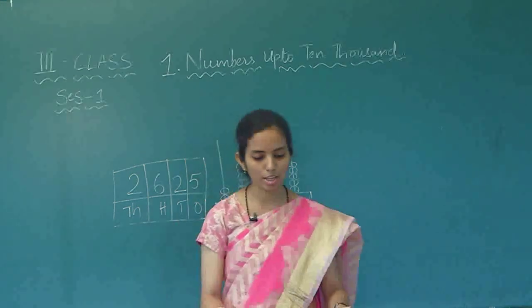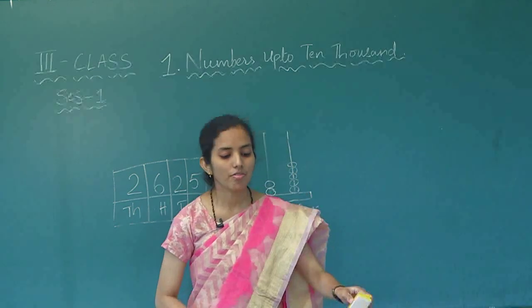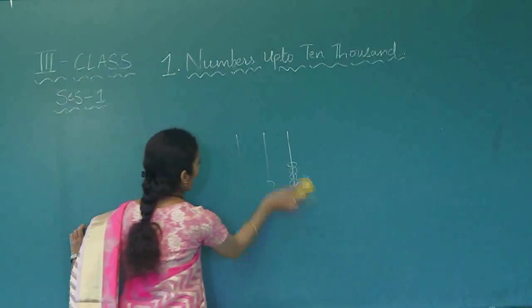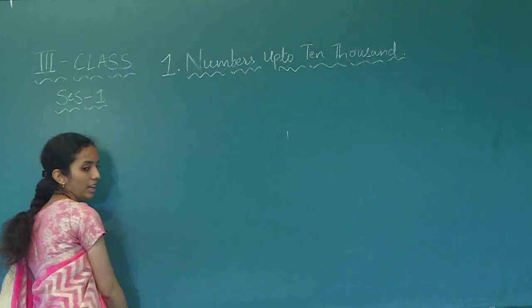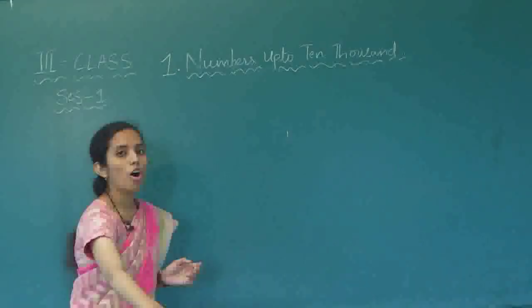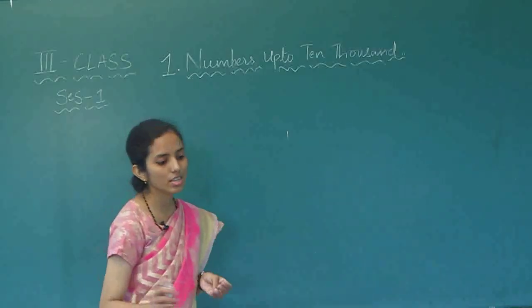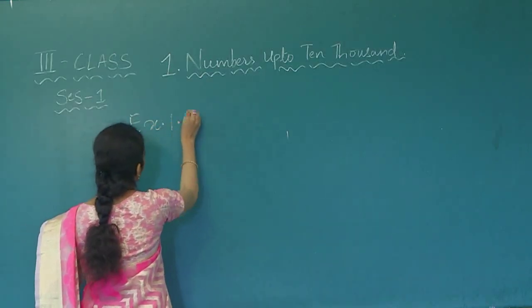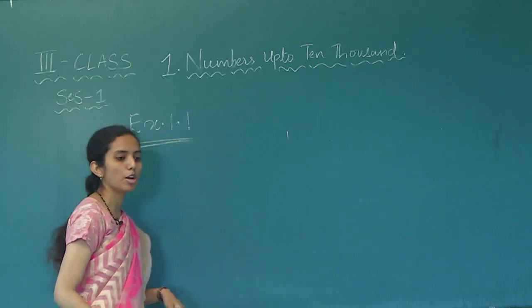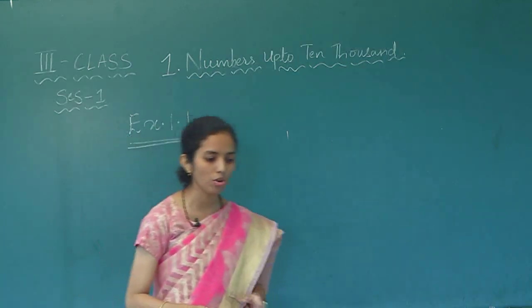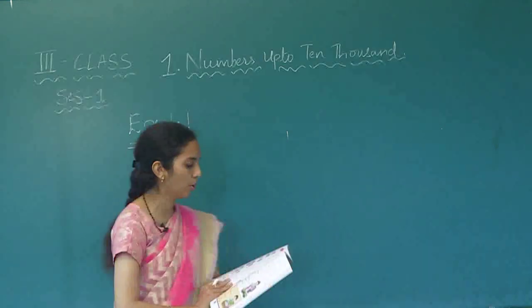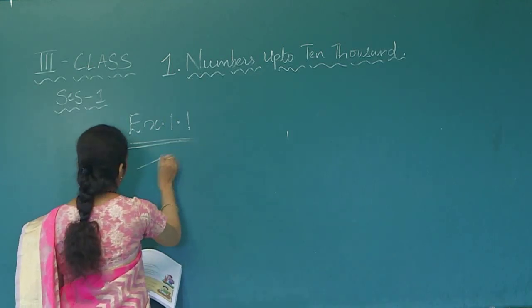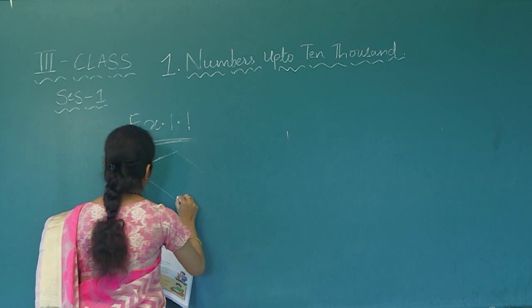Now all of you turn the page. Turn the page for exercise 1.1. So what do we do in the exercises? We generally solve problems of the concept we have learned. So exercise 1.1. What is he telling? He has given us some blocks and he is asking us to write the numbers. So first what did he do? First he drew 6 boxes. How many boxes? 6 boxes.